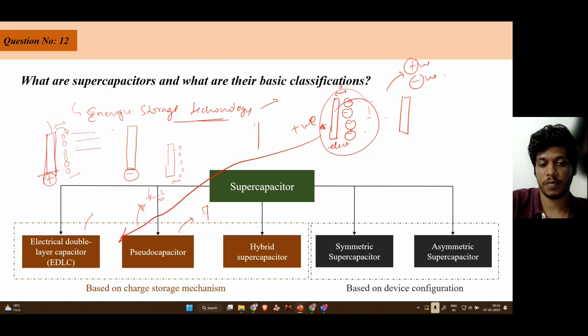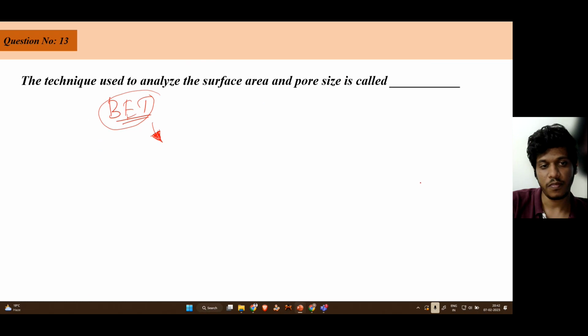Whereas in a pseudocapacitor, there will be Faradaic reactions, and that would lead to the storage of energy. And a hybrid capacitor is a combination of EDLC type supercapacitors and pseudo supercapacitors. Now, based on the device fabrication, we can get two kinds of supercapacitor. One is symmetric, where both the electrodes are made of the same material, whereas in asymmetric, the electrodes are made of different materials.